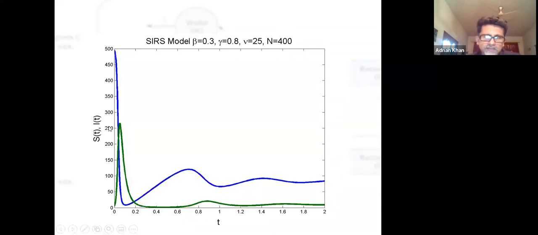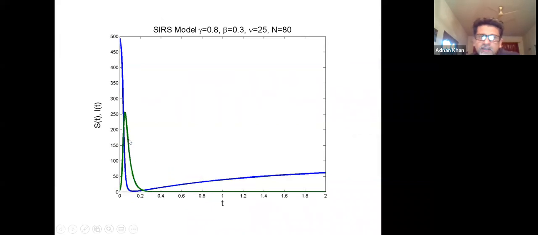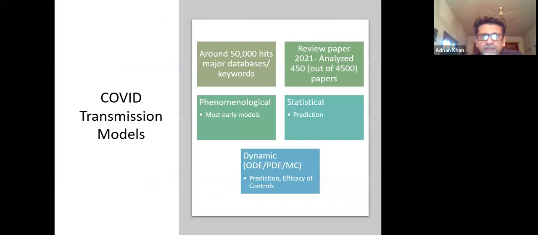Again, that's another endemic state. You might also get oscillations before you reach the endemic state with the SIRS model. And this is a case in which the steady state is the disease-free state. So with an SIRS model, you can get either an endemic state or a disease-free steady state. Okay, sorry I got lost, but so, COVID transmission models.